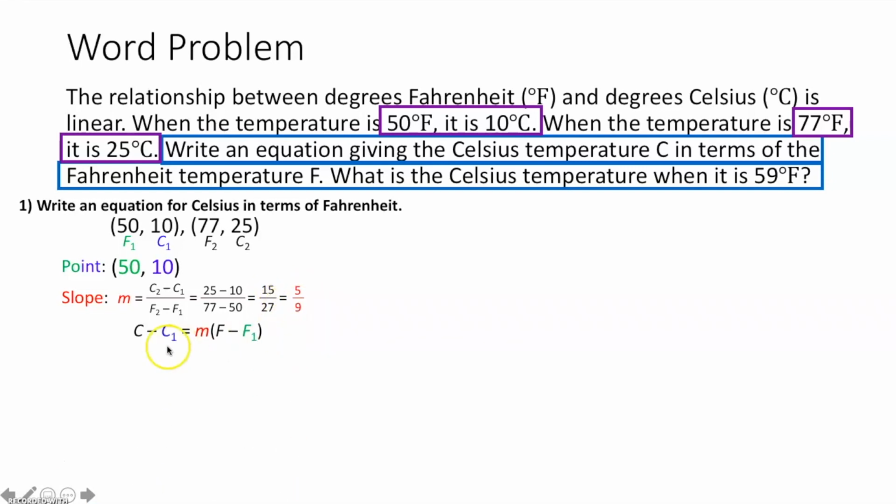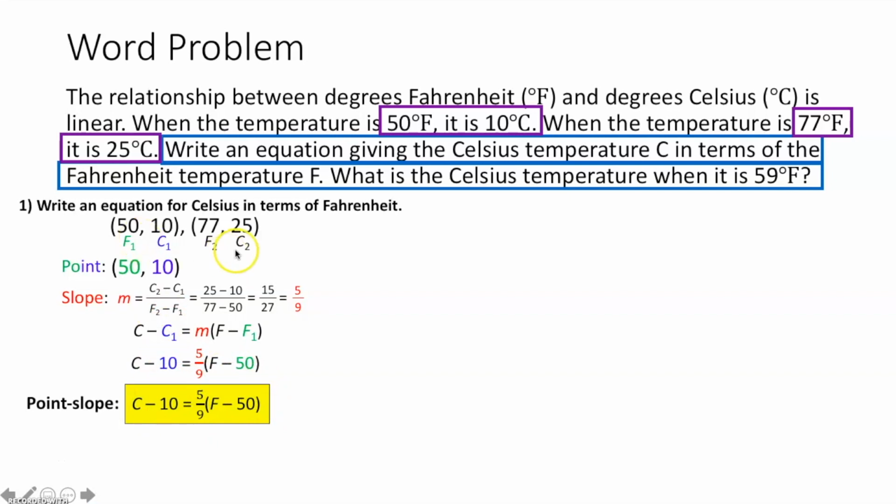Now I can plug those in to point slope form. And you can see here that, again, we changed the y's to c's and the x's to f. So we plug 5/9 in for my m. We plug in 50 for f sub 1 and we plug in 10 for c sub 1. Is there anything else we can simplify here? No. So this is the point slope form of the equation of the line going through these 2 points.